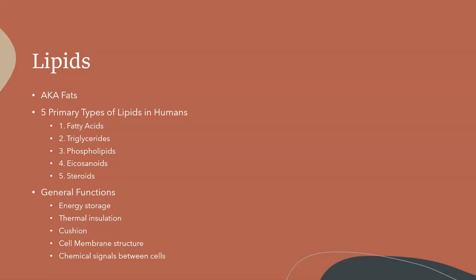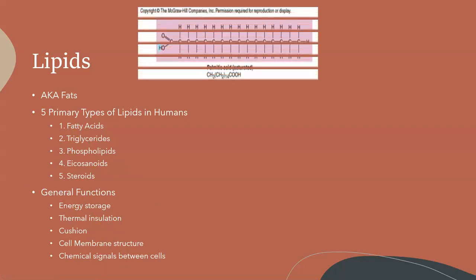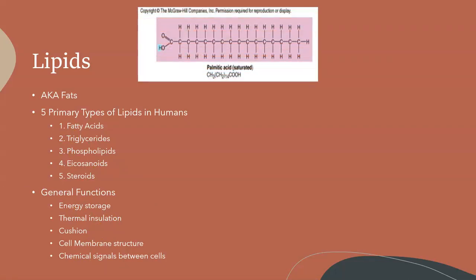But yeah, cushioning is very important. Cell membrane structure, steroids here and phospholipids, they are very important in cell membrane structure. And then chemical signaling between cells. All of these things are lipids, are uses for lipids. And so lipids are very, very important. Let's talk about what they look like.